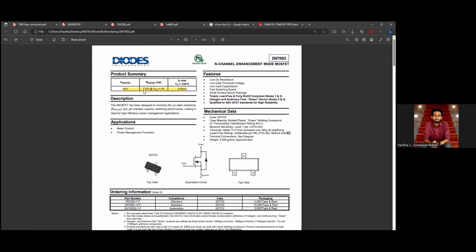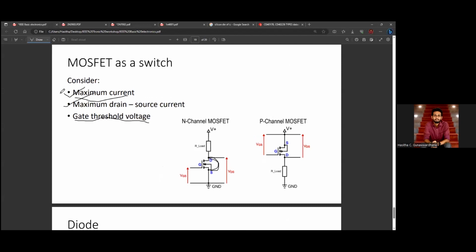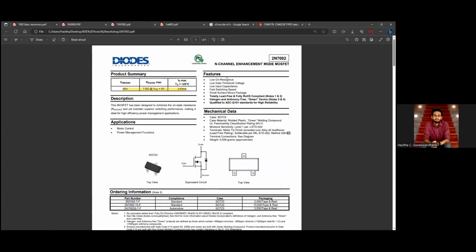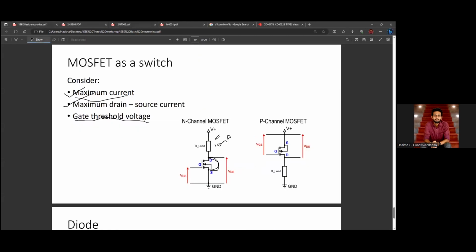the resistance of the MOSFET when turned on, then maximum current. So if we go to this circuit, the maximum current. Assume we have to conduct like 100 milliampere when our MOSFET is turned on. Since this MOSFET can handle 210 milliamperes, we can use this MOSFET for our circuit.